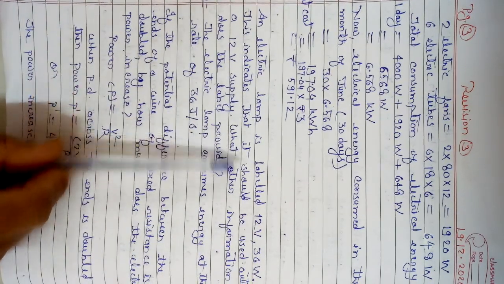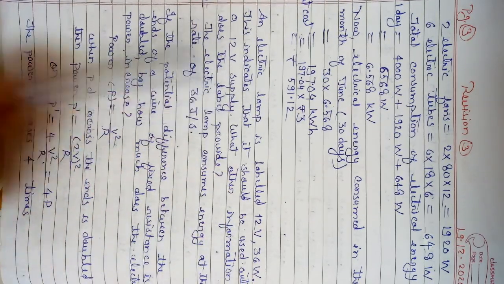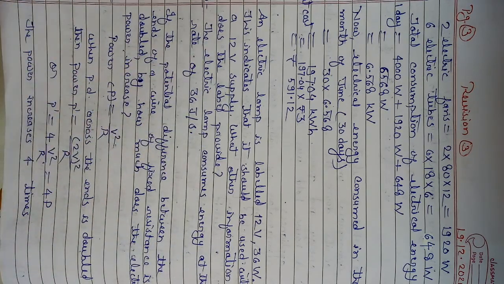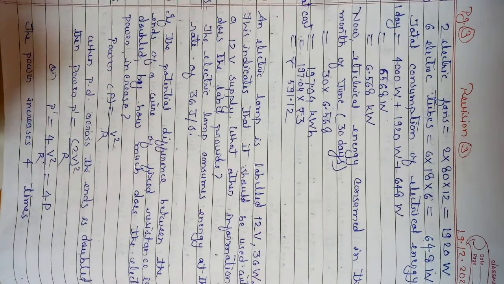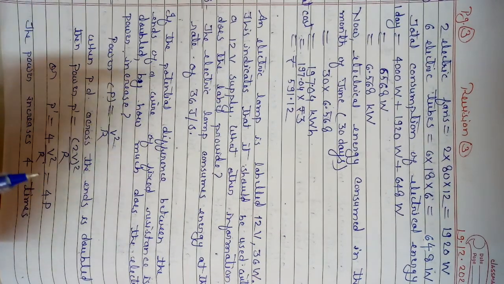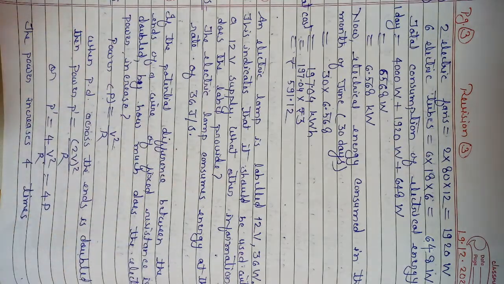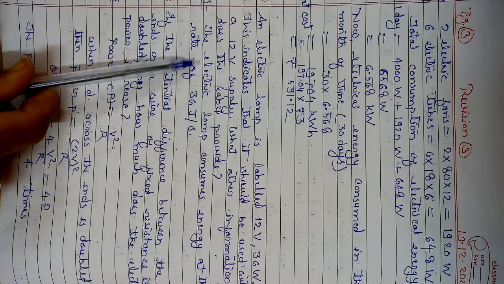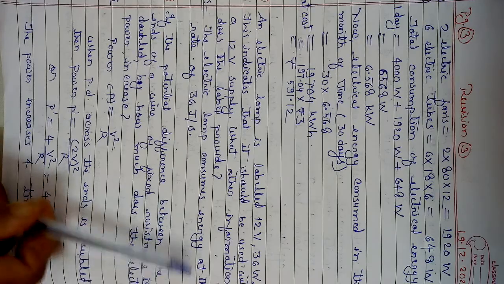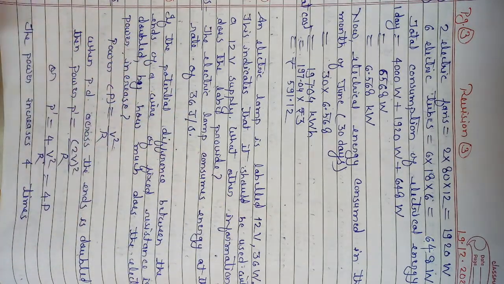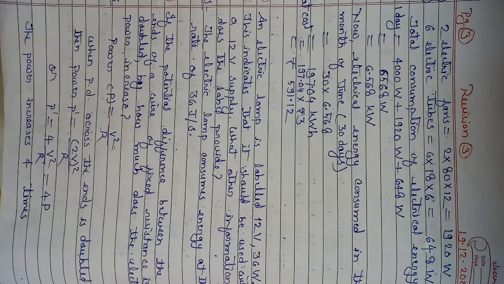Question number 4. An electric lamp is labeled 12 volt and 36 watt. This indicates that it should be used with a 12 volt supply. What other information does the label provide? Now, as we know, power P equals work done upon time taken. So the electric lamp consumes energy at the rate of 36 joules per second. This is the next information that we are getting from this label.